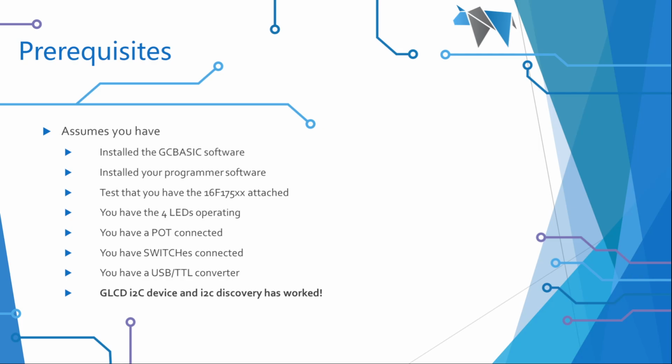So I'm assuming that you've got your GC Basic software installed and your IDE, your programmer is working. I've swapped programmers from the previous videos because I was doing other work, and I'll show you that. You've got the 175 chip family operational. You've got some LEDs, a potentiometer, switch, USB TTL converter. Now we're not going to be using all those, but that's what I've got in this setup. And you've got a GLCD device attached by I2C, and it worked in terms of discovery. It showed up in the previous tutorial as the correct address.